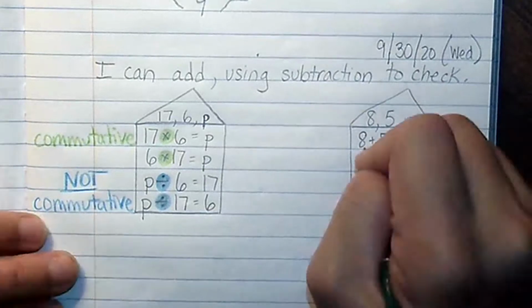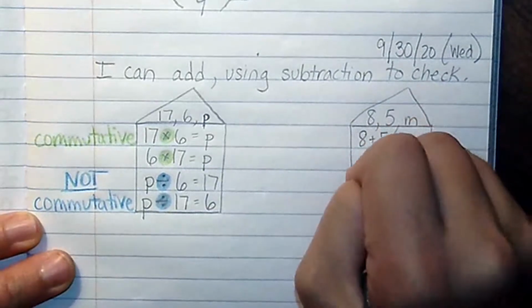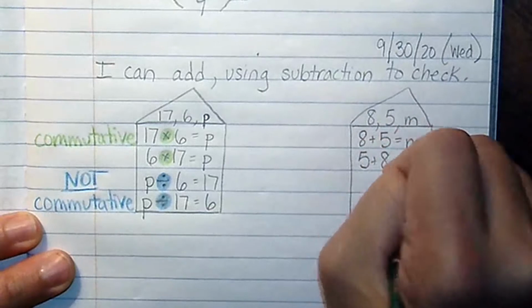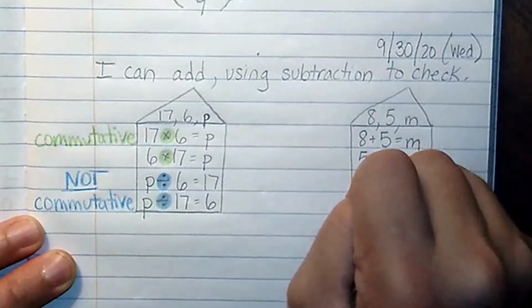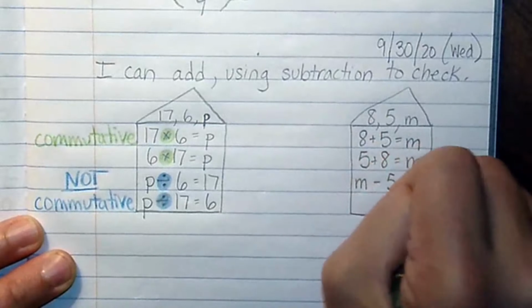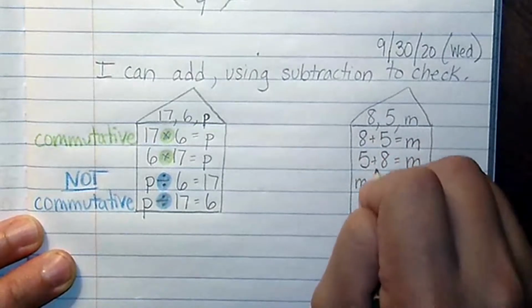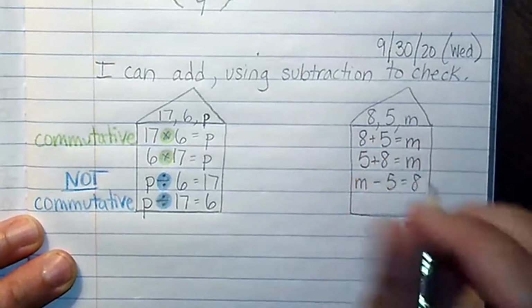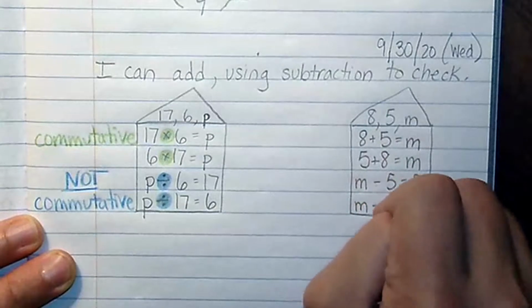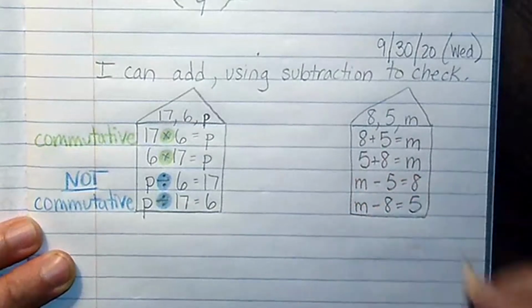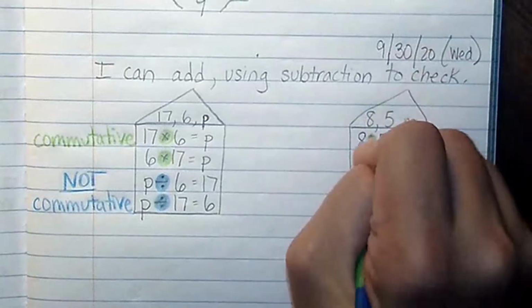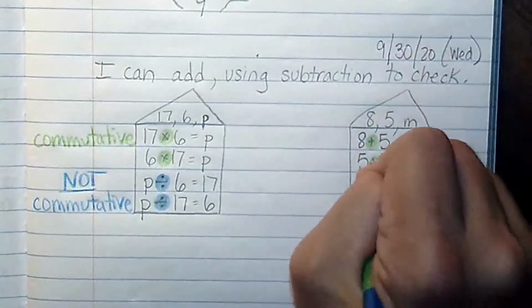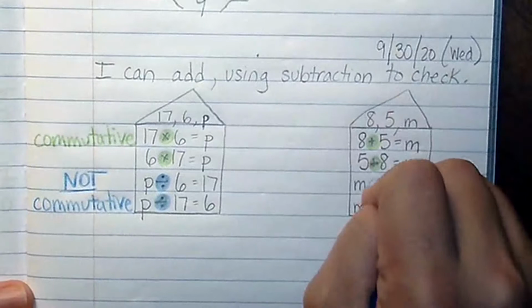All right. So if I know 8 plus 5 equals M, well then 5 plus 8 equals M. Then I know that M minus 5 equals 8 because subtracting is the inverse to adding. And M minus 8 equals 5. We have 2 that are commutative and 2 that are not commutative.